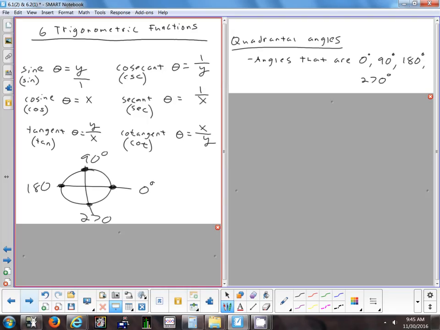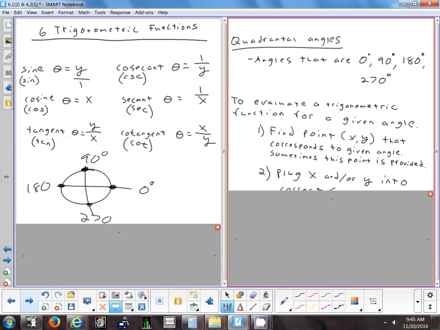Now, these 4 points all have something in common. When you find the coordinates of any one of these points, they're always going to have a 0 for one of the values. Either the x value or the y value. Not both, obviously, not both. But one of them will always be a 0. Okay, so these are called the quadrantal angles.